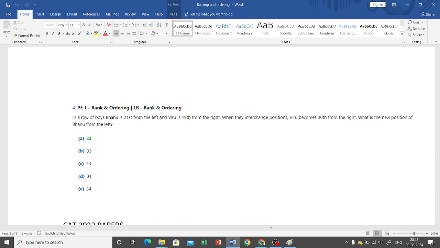So if Bhanu is 21st from the left, that means Bhanu's position is 21st from the beginning, and Viru is 19th from the right. So take the total number of boys as n. If Viru is 19th from the right, then what is his position from the left? It is going to be n minus r plus 1, so n minus 19 plus 1.